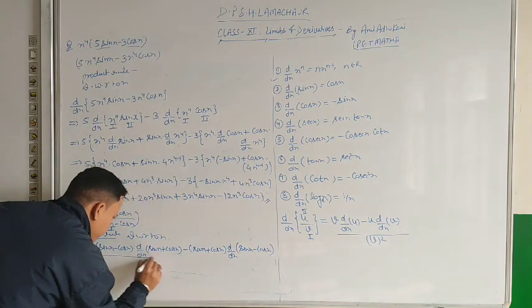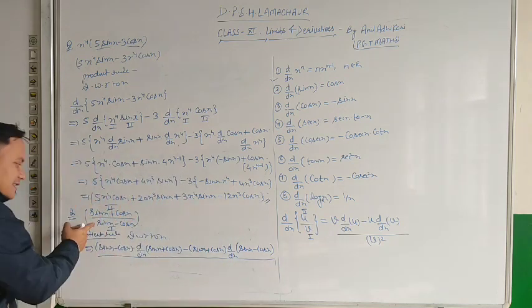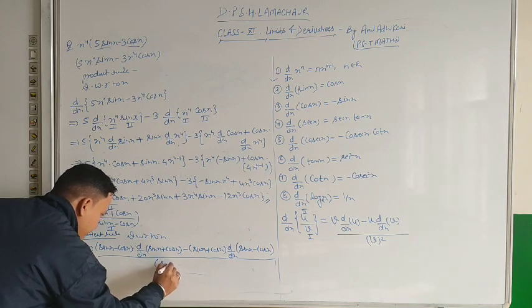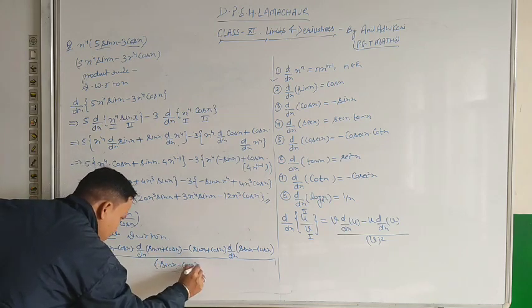divided by whatever the function has been given in the denominator, whole square. So it will be sin x minus cos x whole square.